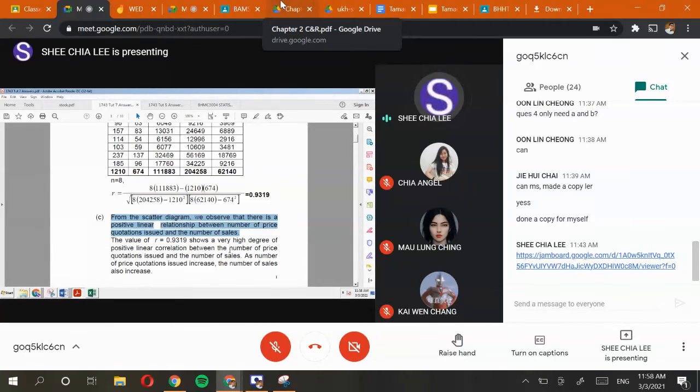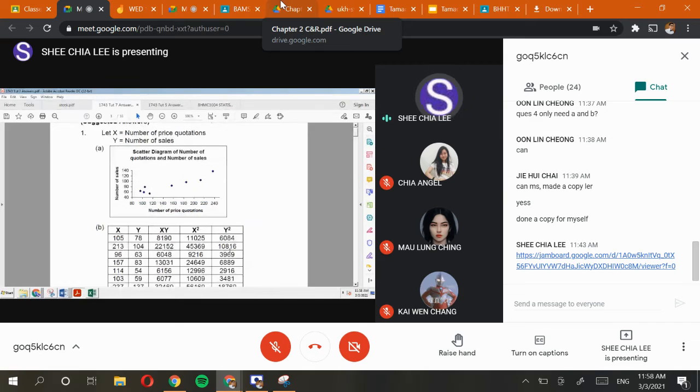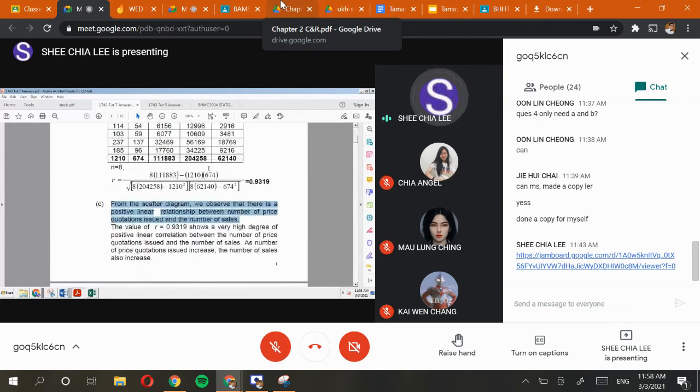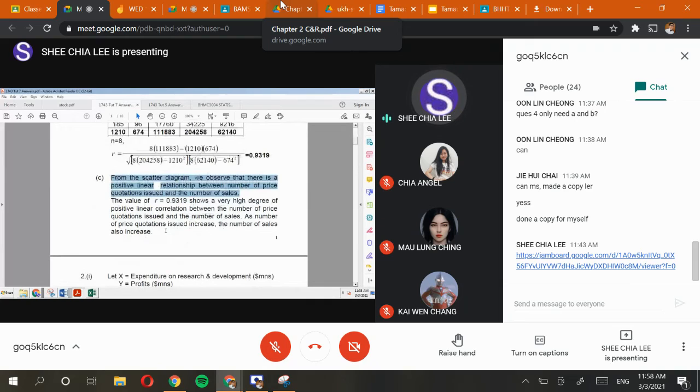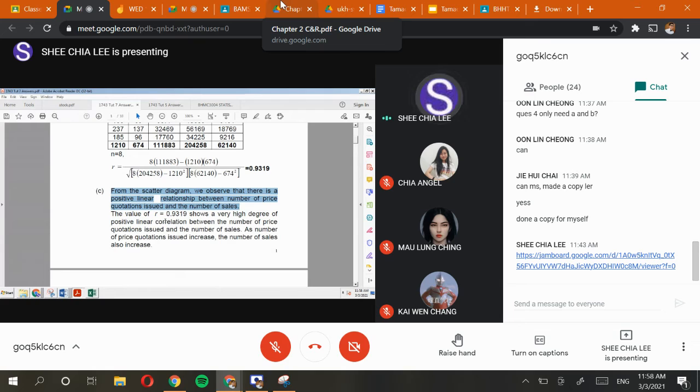Okay, your X is the number of price quotations, Y is the number of sales. Then you don't just put the X and Y, but you have to define what your X is and what your Y is. Then after that, you say as the number of price quotations issued increases, the number of sales also increases. So this is your interpretation for your product moment correlation coefficient. Okay, you write down first.